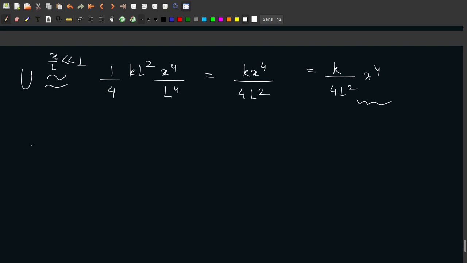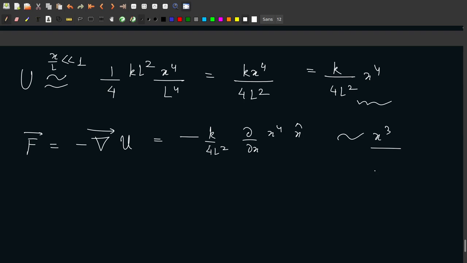So obviously you can compute the restoring force in this case, which is given by the negative gradient of U, and you will find that it is given by minus k by 4 L square del x of x to the power 4 in the x cap direction, which will obviously be proportional to x cubed, minus x cubed x cap, pointing towards the center. So this is indeed a restoring force, but this restoring force is not proportional to minus kx. So obviously it will not be simple harmonic motion.